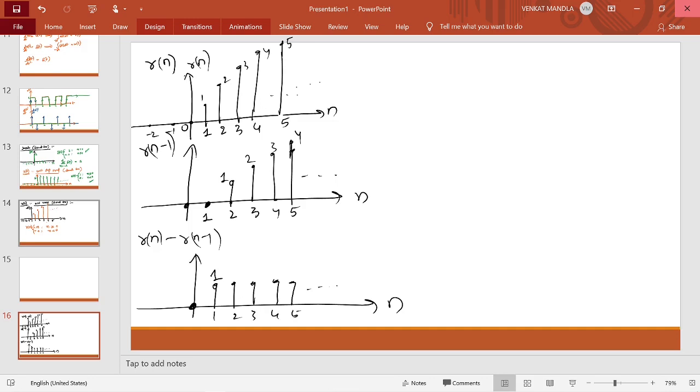But this is not U of n, because at exactly 0 you don't have a sample, so it is missing. So R of n minus R of n minus 1 is not U of n. If you add one sample, a del of n at n equal to 0, then you will get U of n.